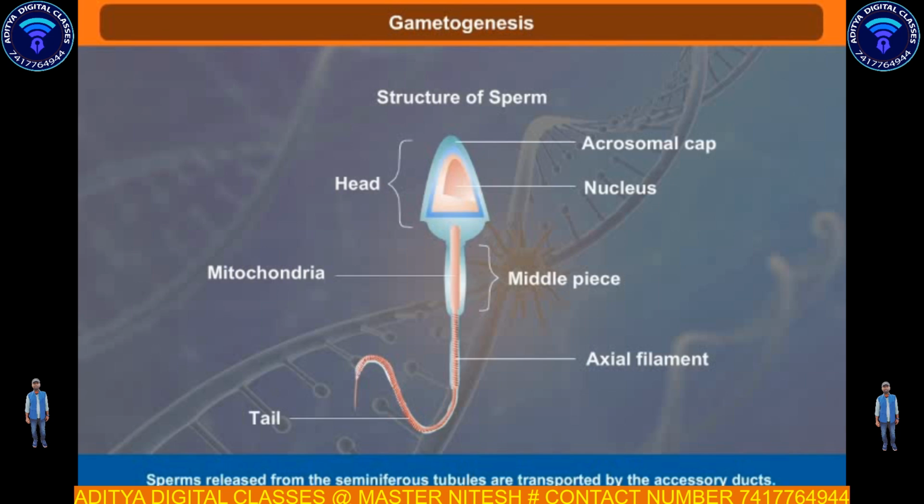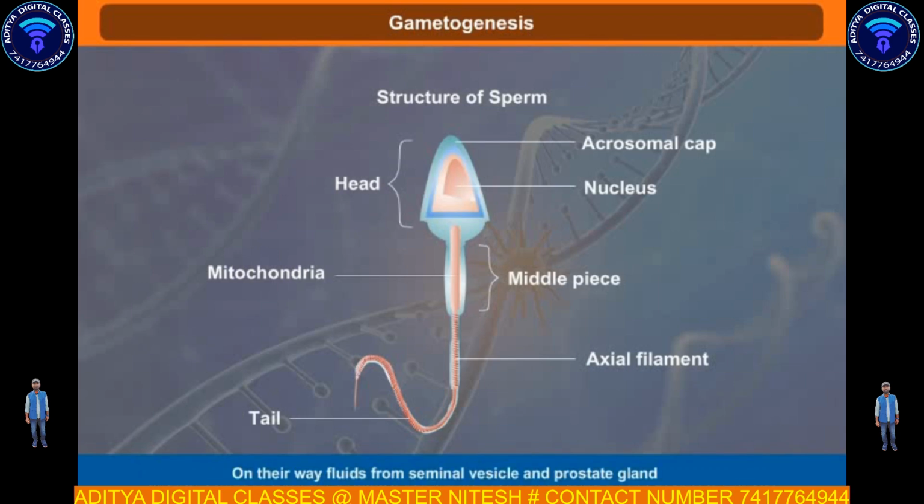Sperms released from the seminiferous tubules are transported by the accessory ducts. On their way, fluids from the seminal vesicle and prostate gland are added, which are collectively called semen. A human male ejaculates 200 to 300 million sperms during coitus, of which 60% must have normal shape and size and 40% of them must show vigorous motility.